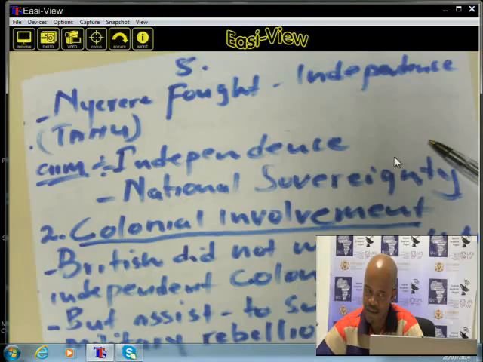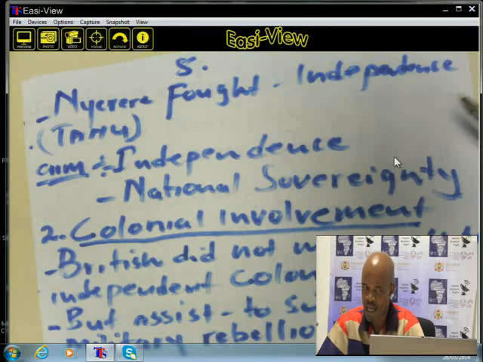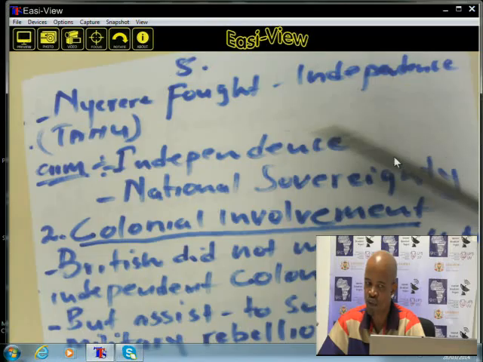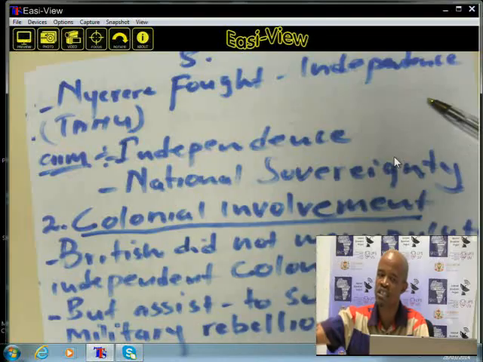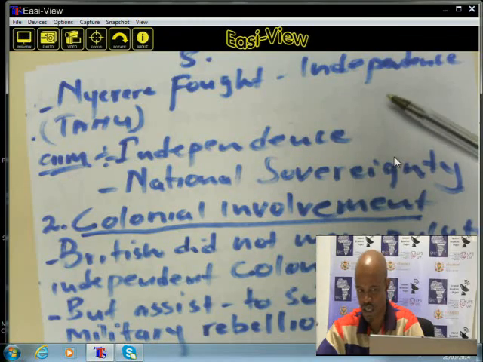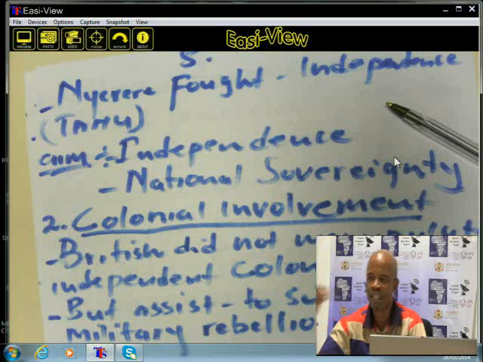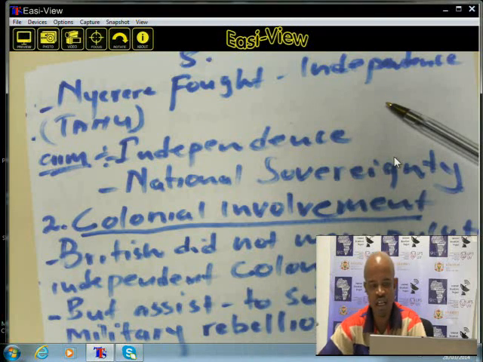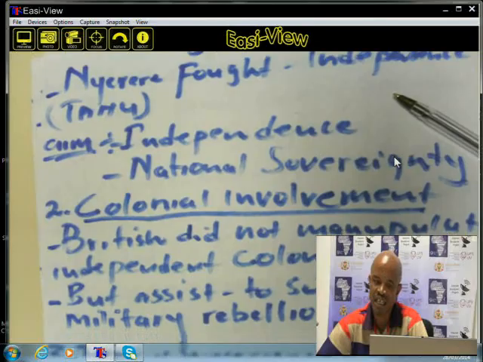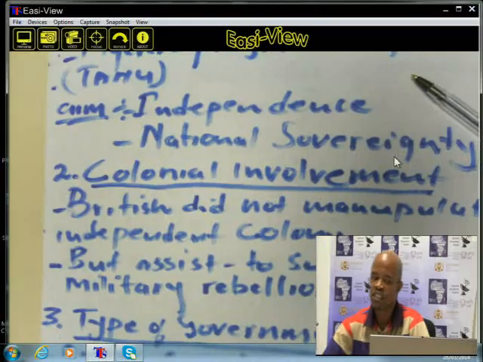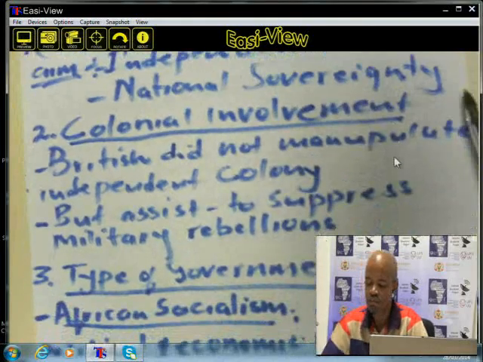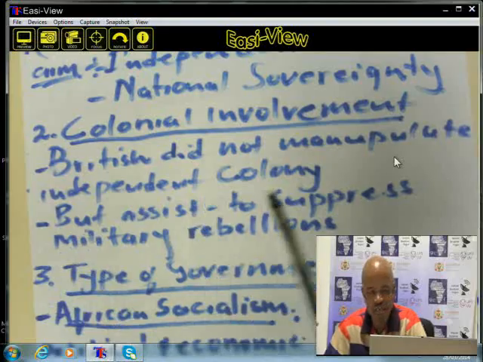Remember when comparing. In Congo independence, there was colonial involvement, whereby the colonizers didn't want to get out of Congo totally, because they were having interest in the economy of Congo and the mineral resources. But here in Tanzania, the British gave Tanzania a total independence, whereby the Tanzanians, under the leadership of Julius Nyerere, they got their own independence. The British were not the same as the Belgians.